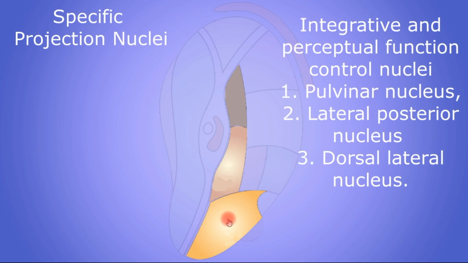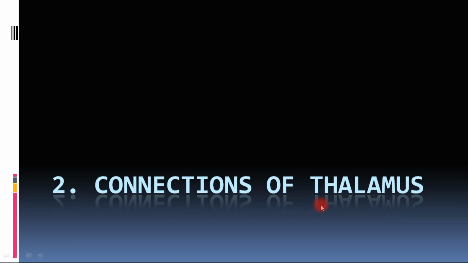These receive input signals from the superior colliculus and from the auditory and visual cortex, and their function is to integrate these inputs and send their output to various regions of the brain, that is the temporal, the occipital, and the somatosensory cortex. So now we come to the second part of our lecture, that is connections of the thalamus.